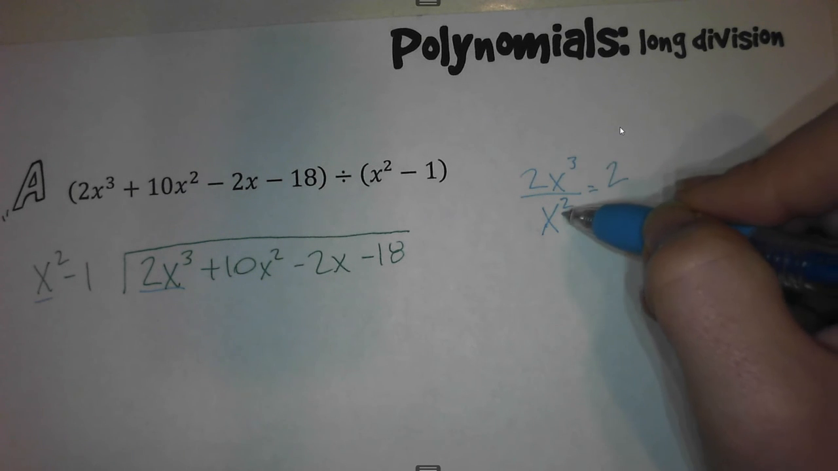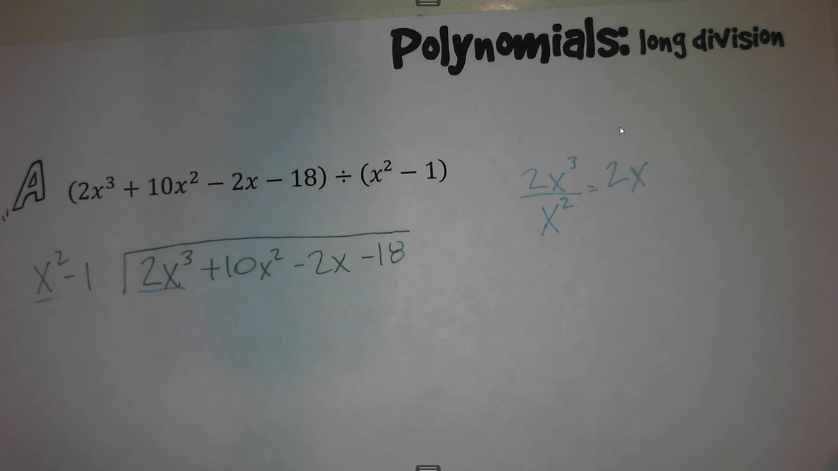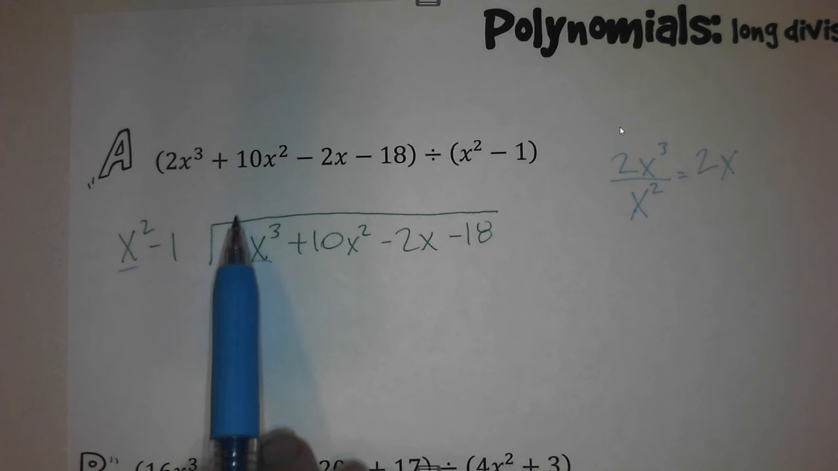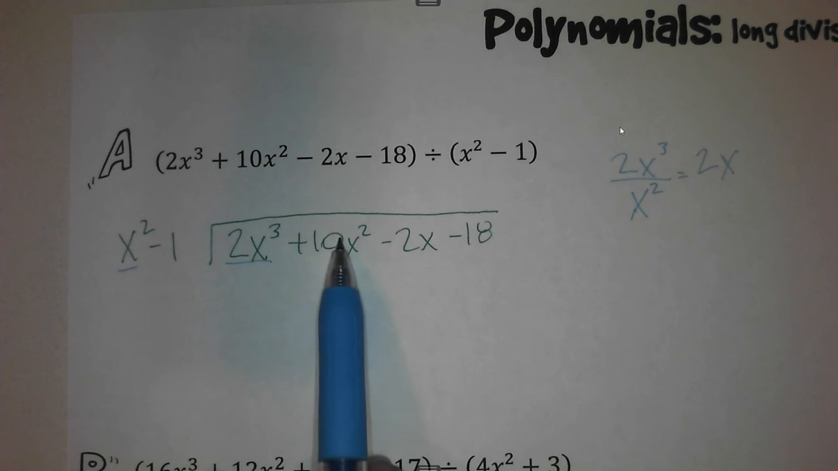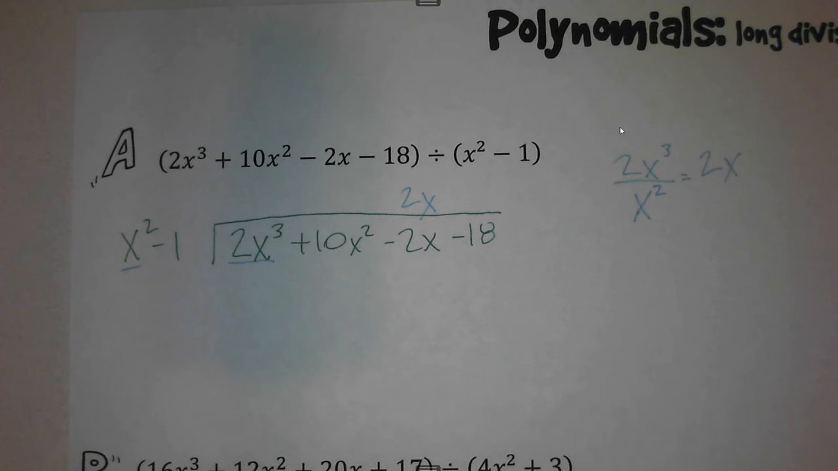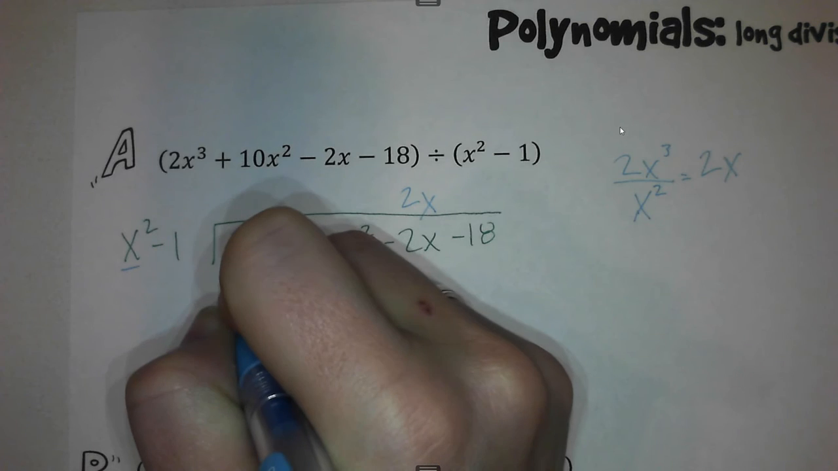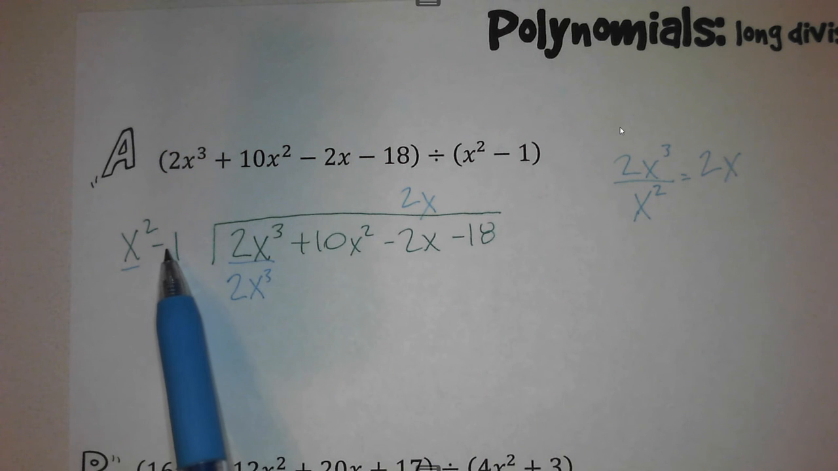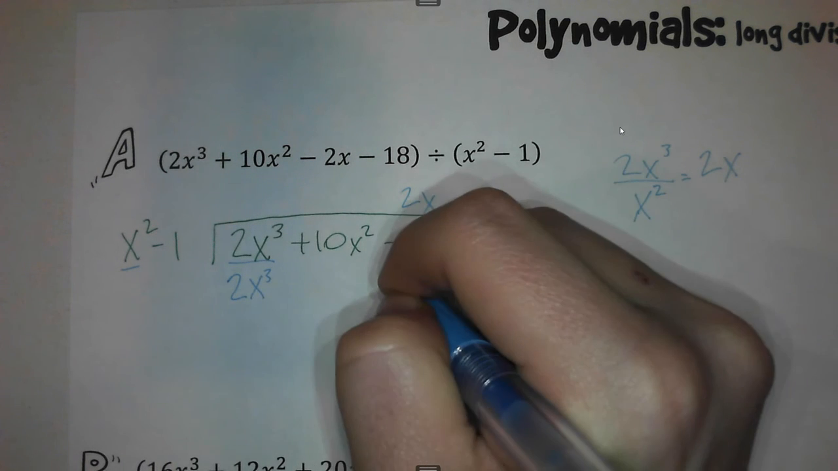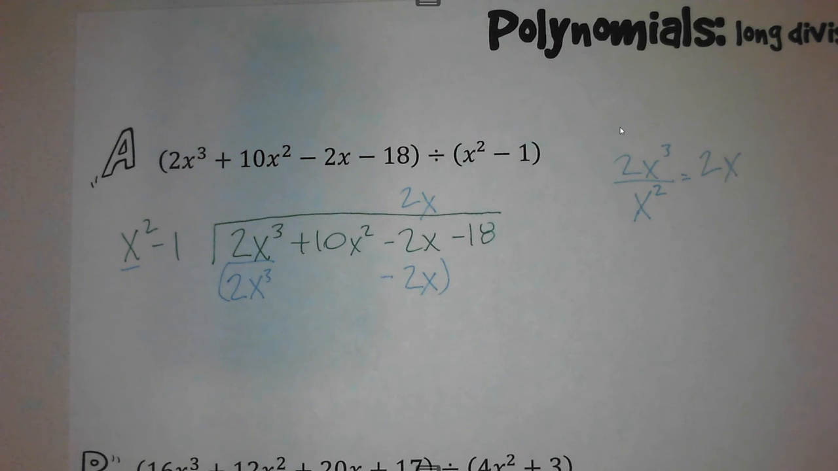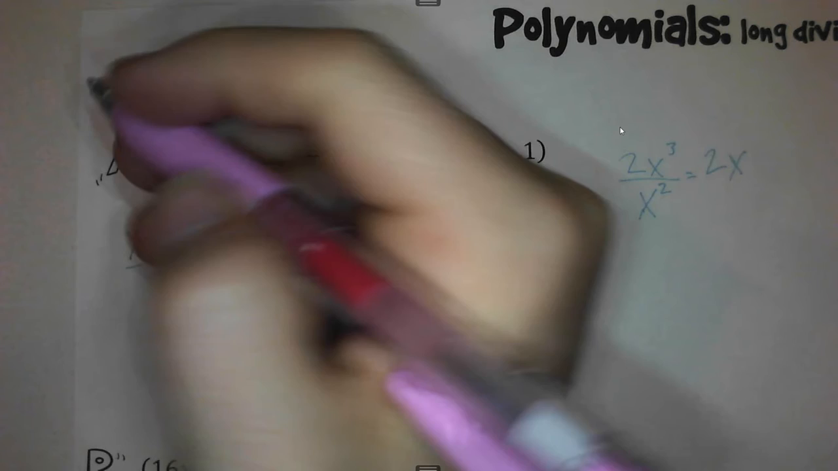I can take 3 minus 2, and that gives me 2x. Remember, when I'm putting it over here, I'm not putting it right here because that's an x to the third. I'm not putting it right here because that's x squared. I'm going to put it right here where it matches with my x. Now I'm taking 2x times x squared, and that gives me 2x to the third. 2x times negative 1 gives me minus 2x. Put this in parentheses and then take the opposite.